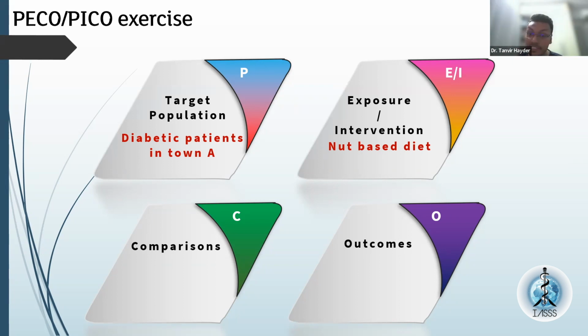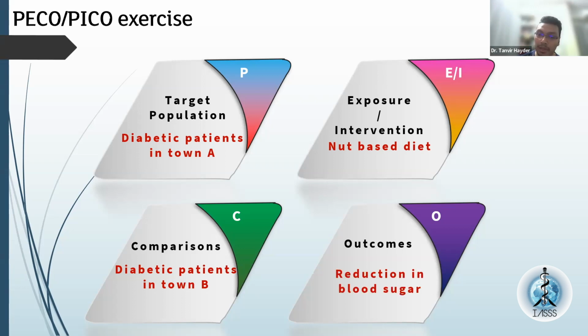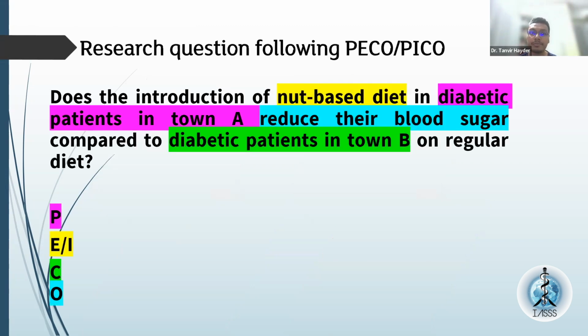So my intervention is a nut-based diet. For comparison, I'm selecting diabetic patients from another town, town B. And my outcome is the reduction in blood sugar. So now let's move on to the research question.